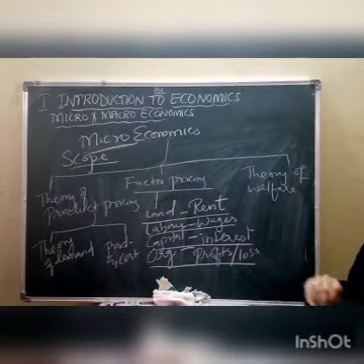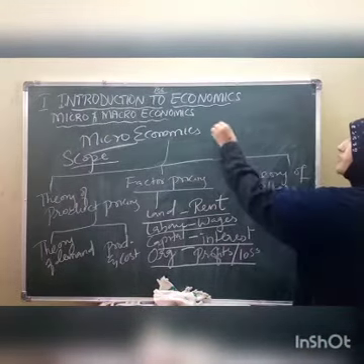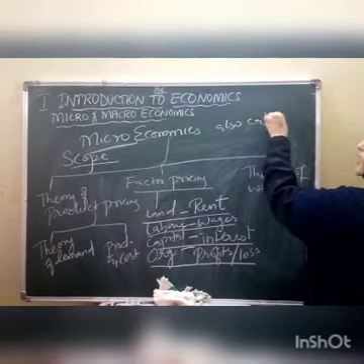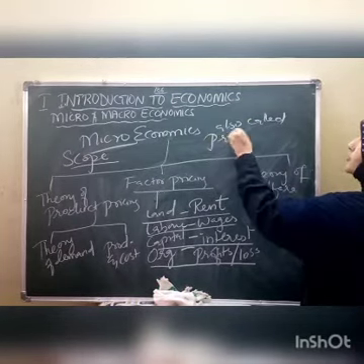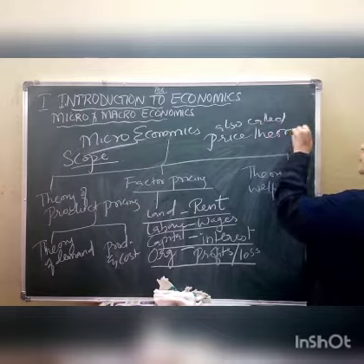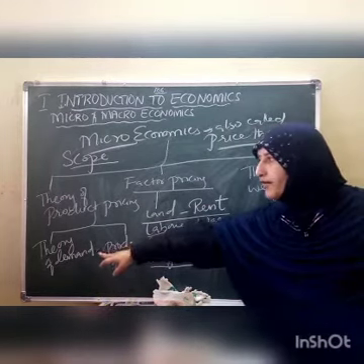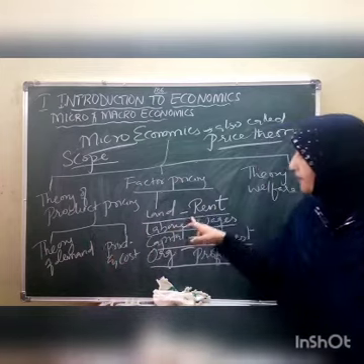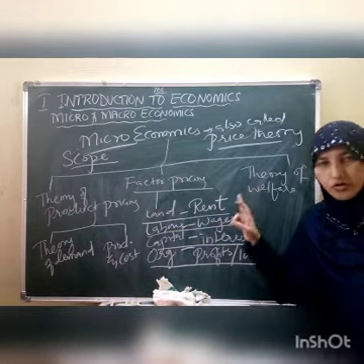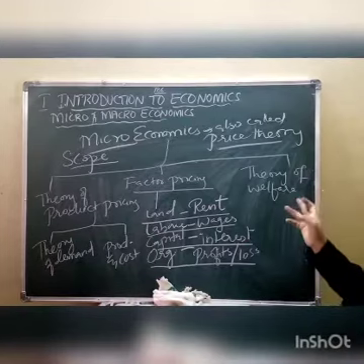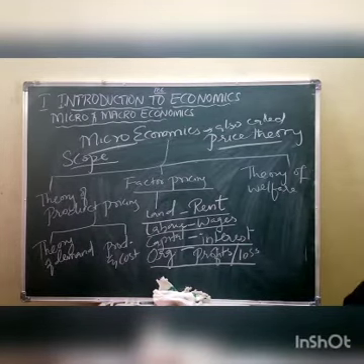Is it clear? So microeconomics is also called price theory. Why? Because here, just now, what do we find? Prices. Here we find prices. So this is also called price theory. Is it clear, children?